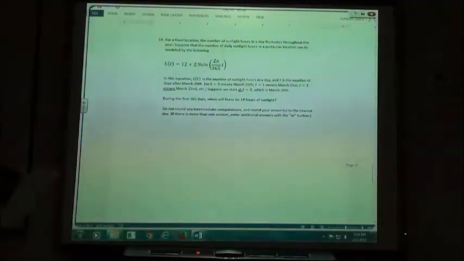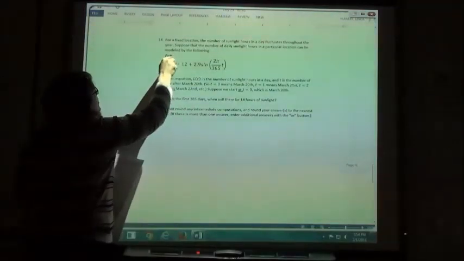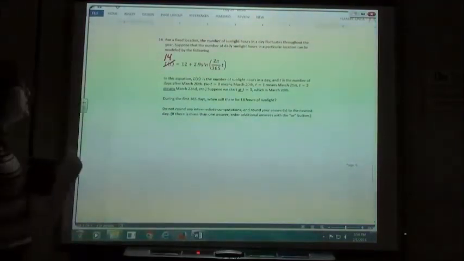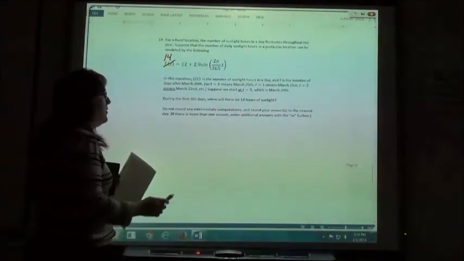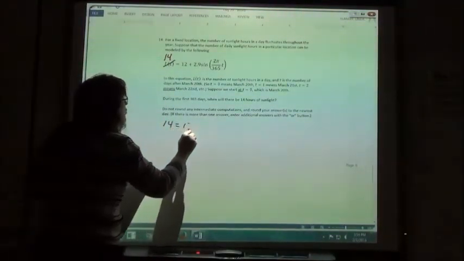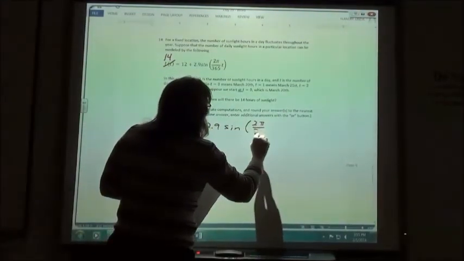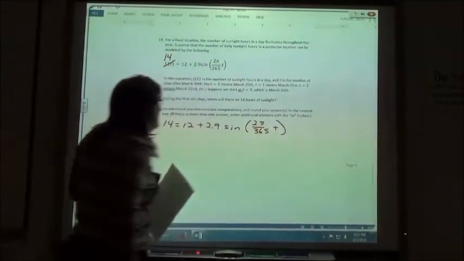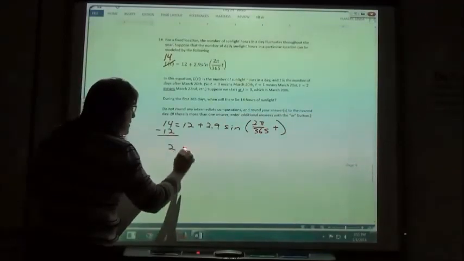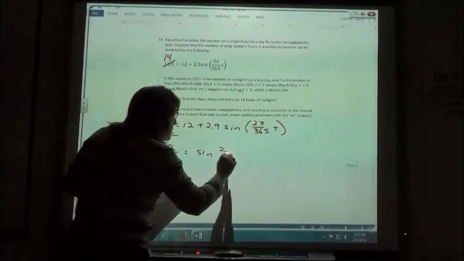During the first 365 days, when will there be 14 hours of sunlight? So again, we're just going to put the 14 in here. The 2 is already in there from their calculation. So do not round your answer to the nearest hundredth. And so in this case, 14 equals 12 plus 2.9 sine of 2 pi over 365t. I'm going to subtract my 12, which gives me 2, and then I have to divide by the 2.9.